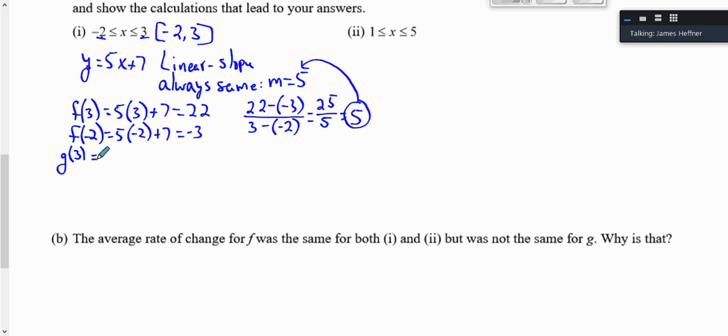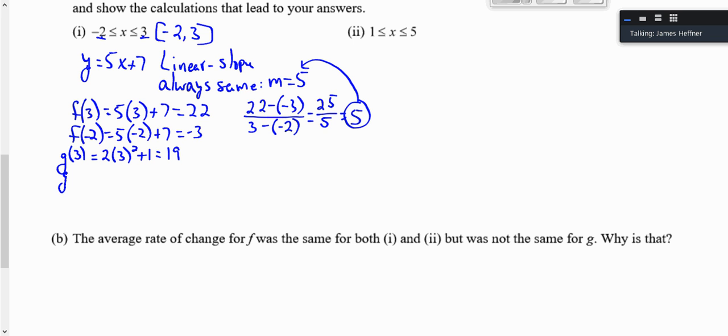And what was g? G is 2x squared plus 1. 2 times 3 squared plus 1. And that's 3 squared is 9. 2 times 9 is 18. Plus 1 is 19, right?